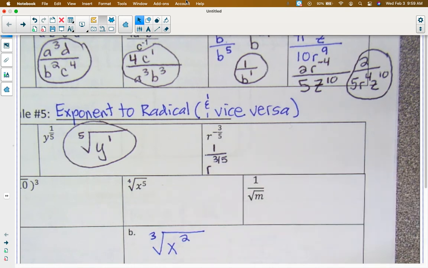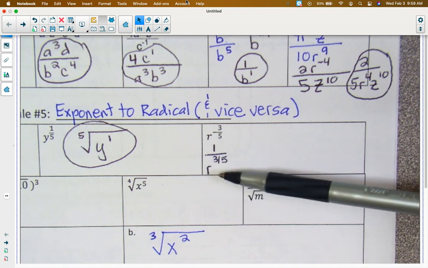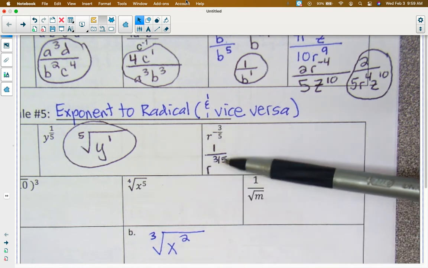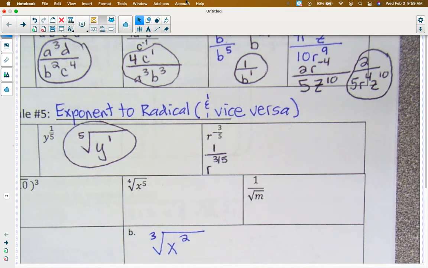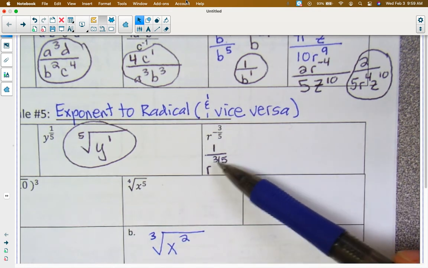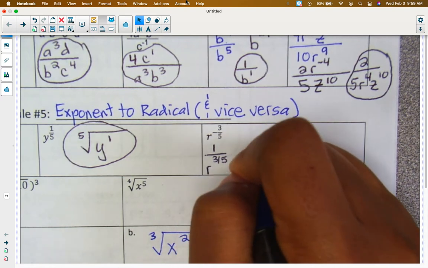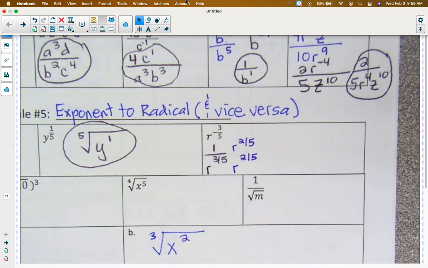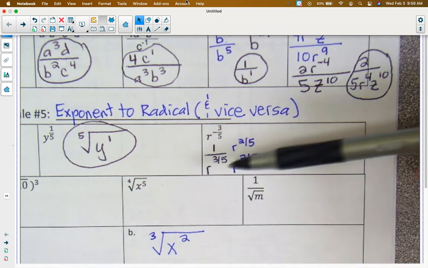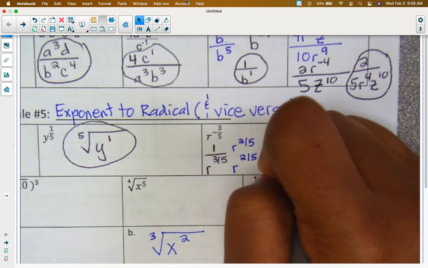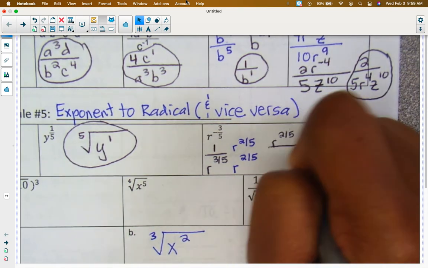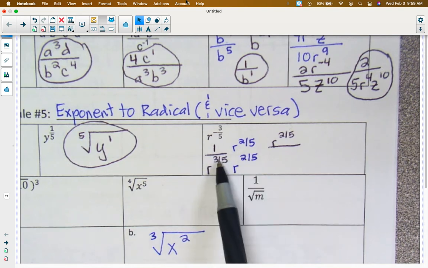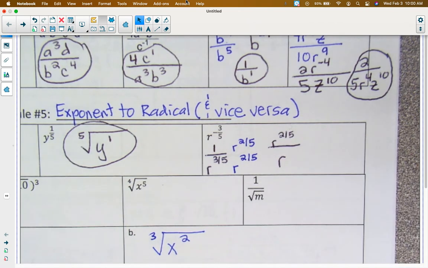Now, this is not simplified. We only want whole exponents, whole W-H-O-L-E, in my bottom. So I need to make it be a whole number. If this is 3/5, if I multiply by r to the 2/5, it will then be a whole number. Let me show you how that is. 1 times r to the 2/5 is r to the 2/5. You add the exponents here. 3/5 plus 2/5 is 5/5, which is a whole. So that is a whole number.